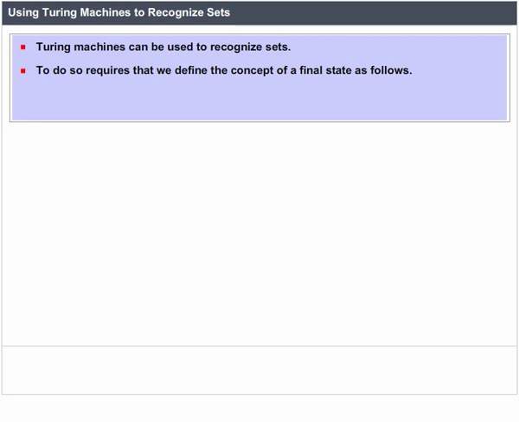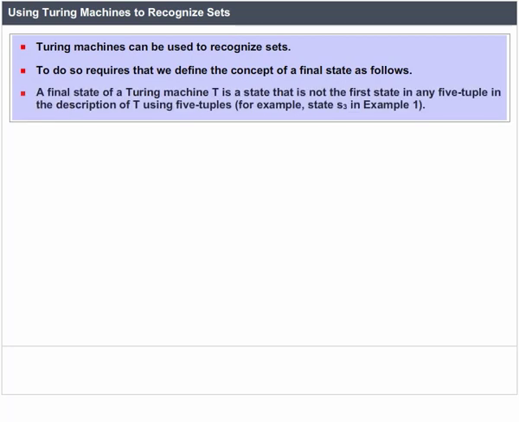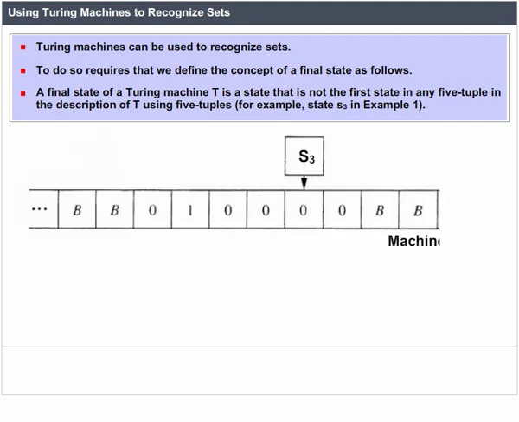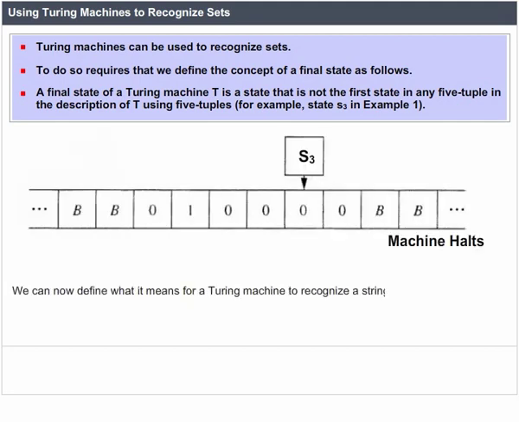A final state of a Turing machine T is a state that is not the first state in any five-tuple in the description of T using five-tuples, for example state S0 in example 1. The machine halts. We can now define what it means for a Turing machine to recognize a string. Given a string, we write consecutive symbols in the string in consecutive cells.